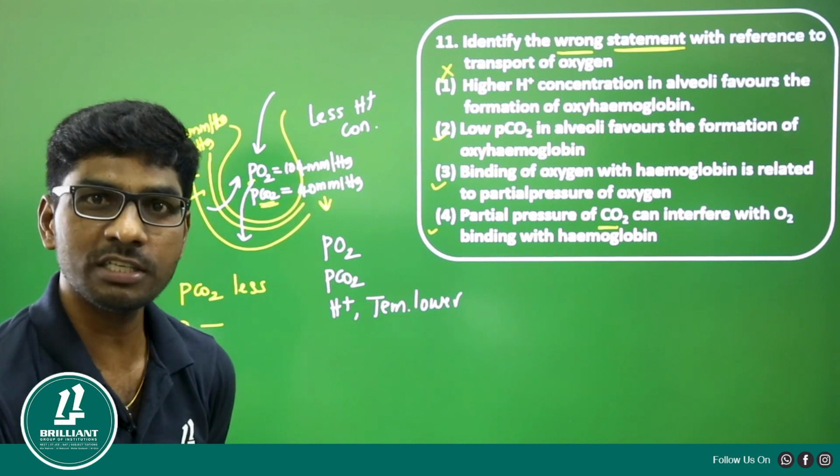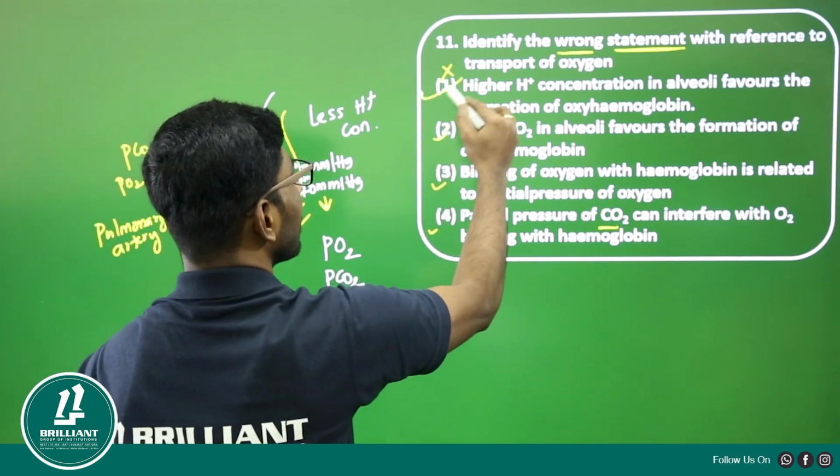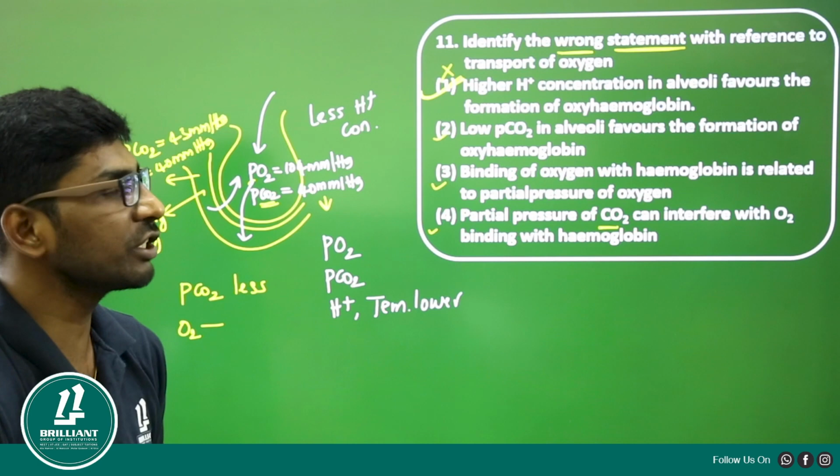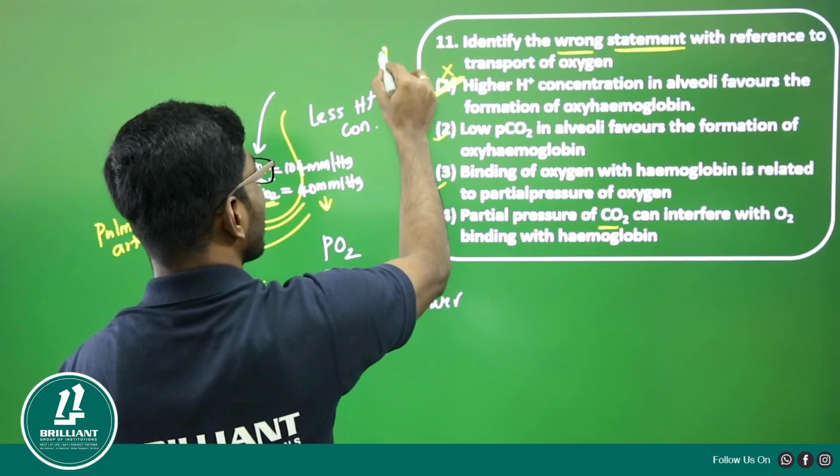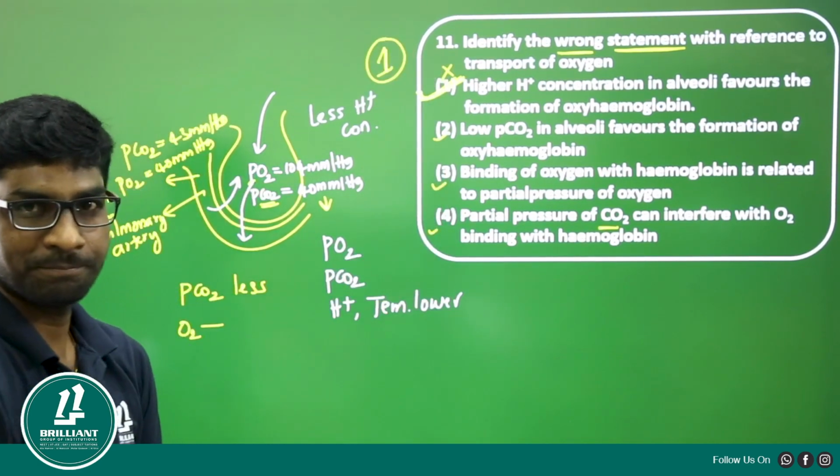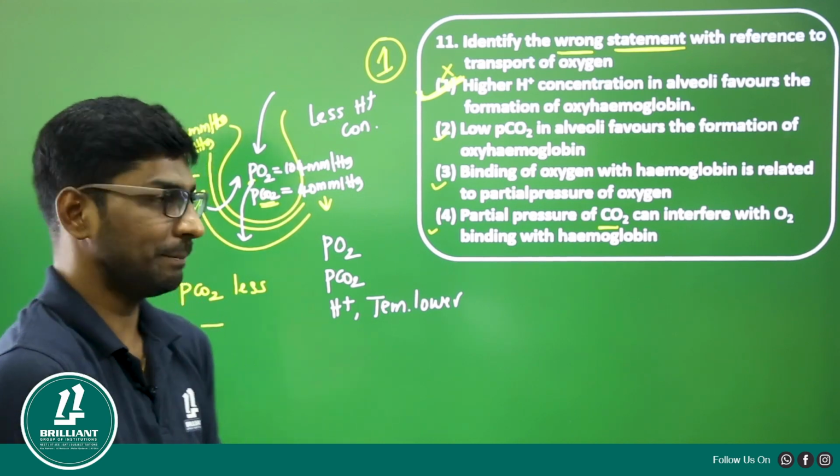So what is the wrong statement in this question, students? The wrong statement is H plus ion concentration in alveoli favors. So the correct answer of this question is 1. Look at the question number 12.